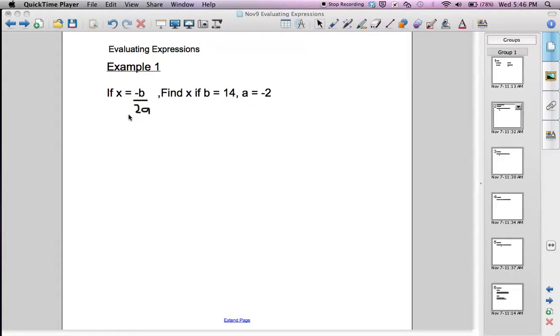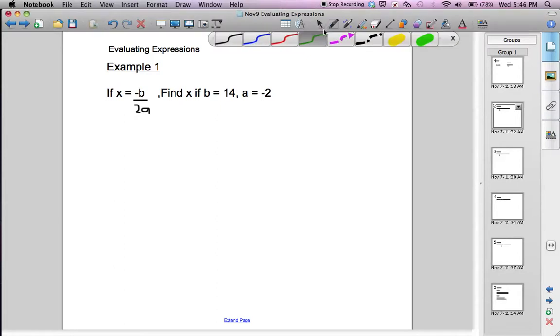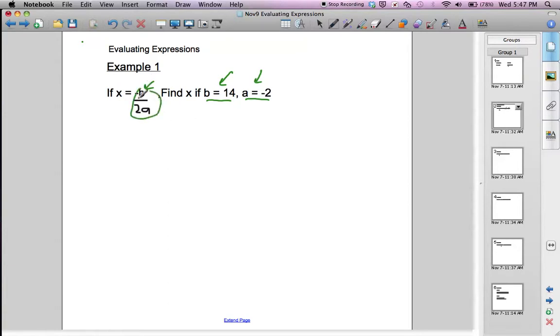Hello, this is Mr. Collier, and today we're going to be evaluating expressions. Now what that means is you have an expression, but your variables are known, so you're going to substitute the values of the variables into the equation and evaluate what you get. So here we have x equals negative b out of 2a, but the b and the a are known, so we're going to evaluate this expression.